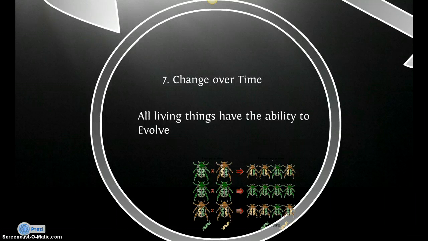And number 7 characteristic is change over time. All living things have the ability to evolve. That ability to change over time and the population or the species itself to change over time is a characteristic of life.